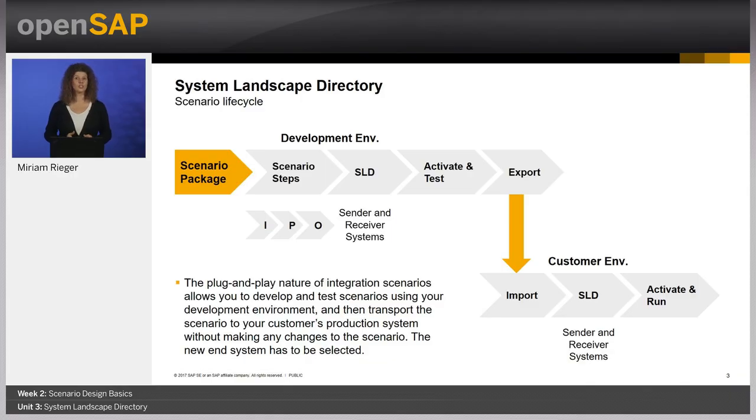The plug-and-play nature of integration scenarios means that you can install a package on your customer system. The new end system has to be selected from the SLD, or also from the atoms if there is a special end system defined, maybe in different atoms. Documentation has to be provided that tells the administrator which additional configuration steps are required.